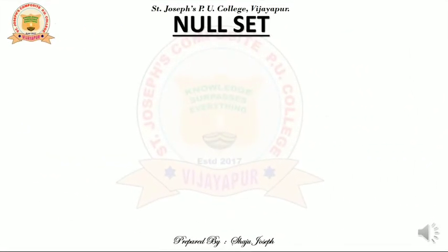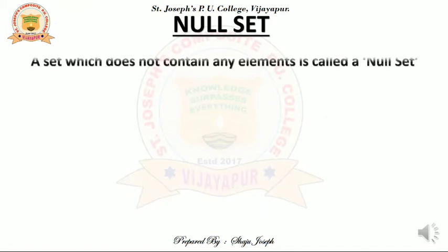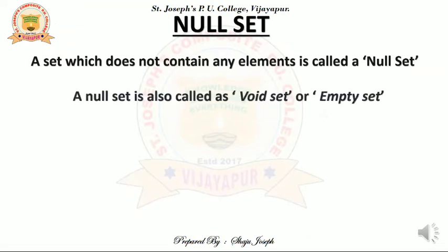So first of all, we will learn about the null set. What is a null set? A null set is a set which contains no elements, or you can say a set which does not contain any elements is called a null set. It is also called a void set or empty set.